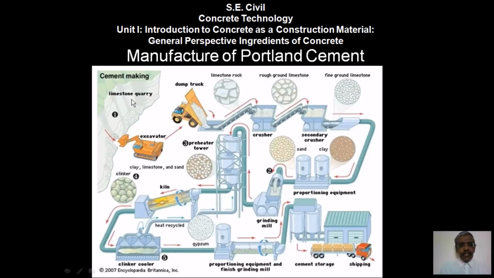Here we will see the manufacturing process of the Portland cement. We will see the limestone quarry. It is taken with the truck. It is taken to the crusher to have the fine particles. Again it is taken to the secondary crusher to have the finer particles. They are conveyed with the clay and the sand in the grinding mill. Then it is taken to the preheater tower. With that, gypsum is also added, and it is taken to the kiln.